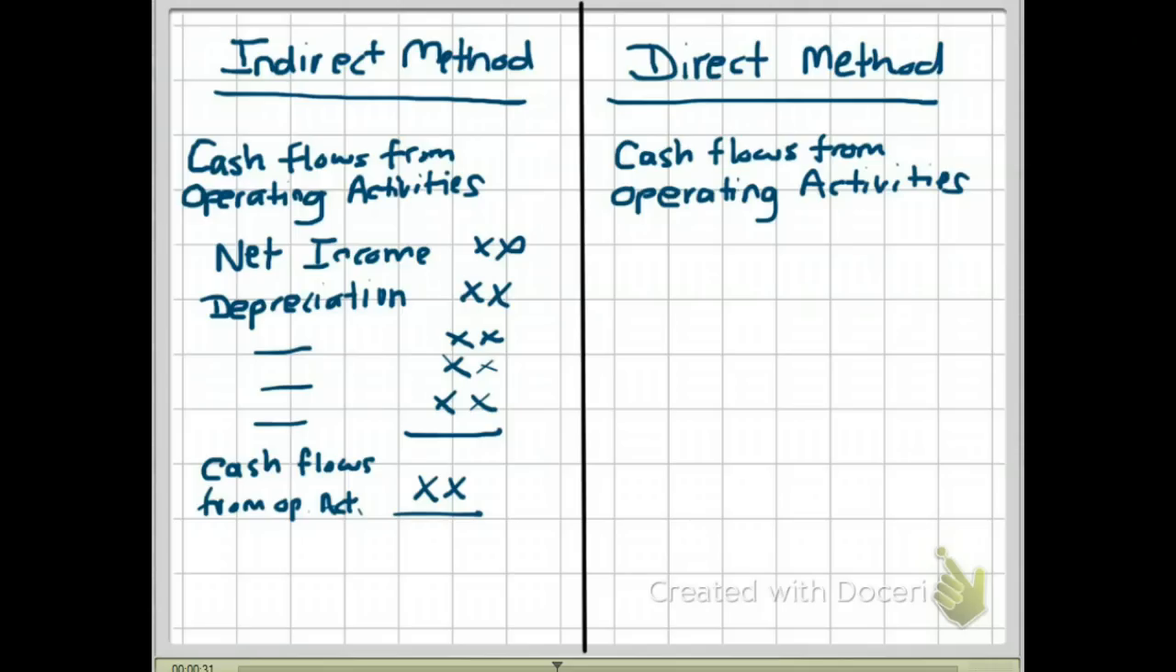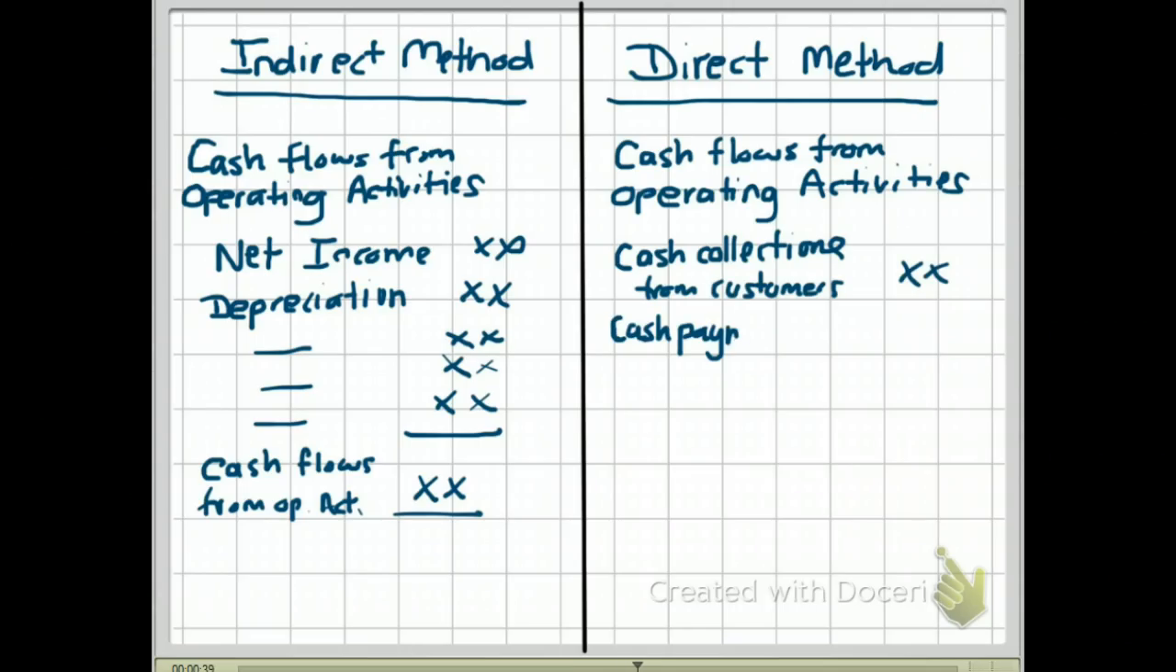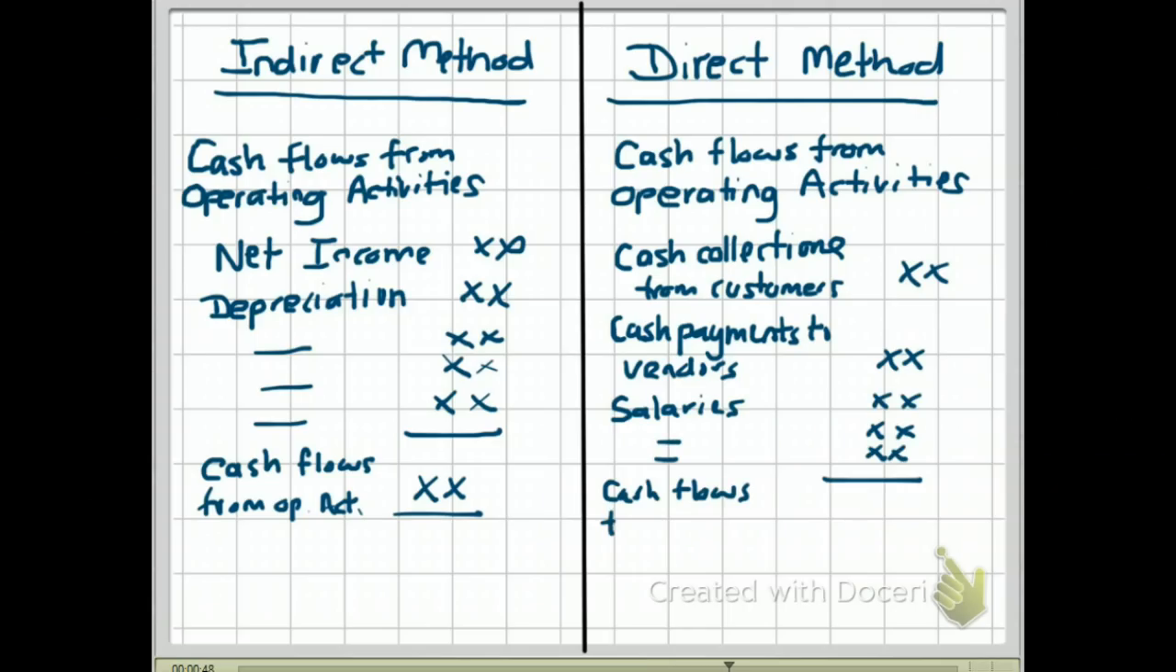We're going to learn what these adjustments are in a minute, but let's take a look at what we do in the direct method. When we're using the direct method, all we report is cash receipts and cash payments from operating activities. The direct method will report things like cash collections from customers, cash payments to vendors, payments for salaries, and so on and so forth. And then you will end up with your cash flows from operating activities.